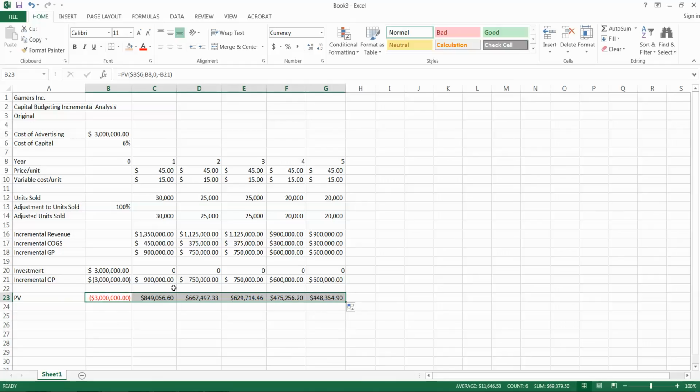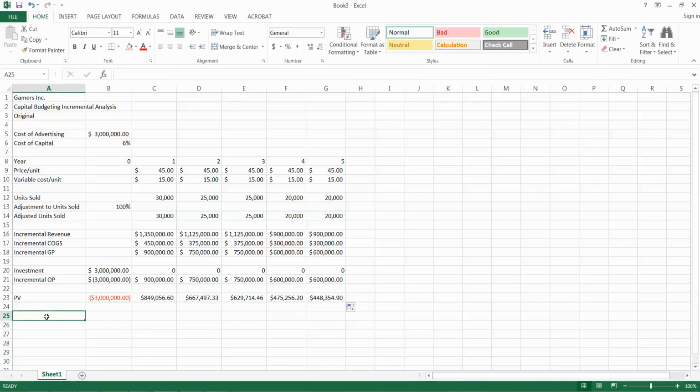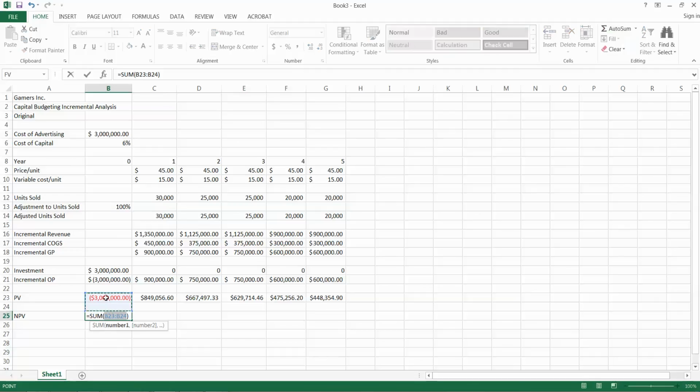And let's do a reasonability check. $900,000, 1 year out, 6% discount rate, probably worth about $850,000 now. So that seems right. And by the time we're out to year 5, $600,000 is worth less than $500,000 in present value terms. We're going to skip a line and we're going to do NPV. And our net present value is just the sum of all our present values, including year 0. So we're going to hit the sum sign and drag it across to highlight everything we want to include, hit return, and we're all done with that.